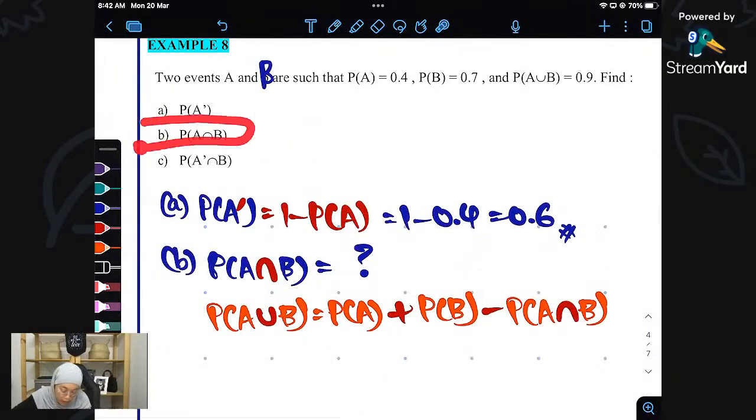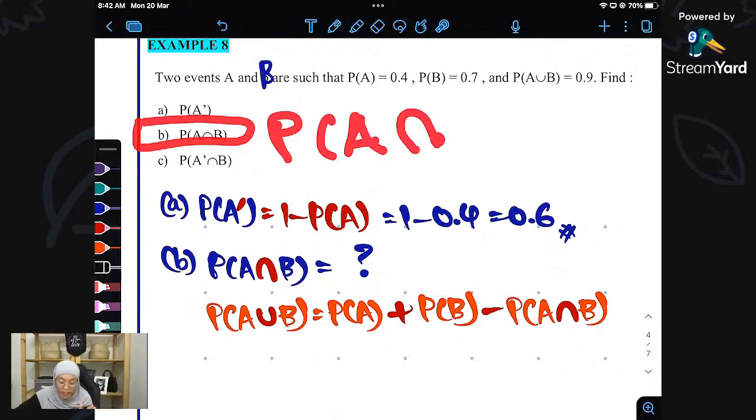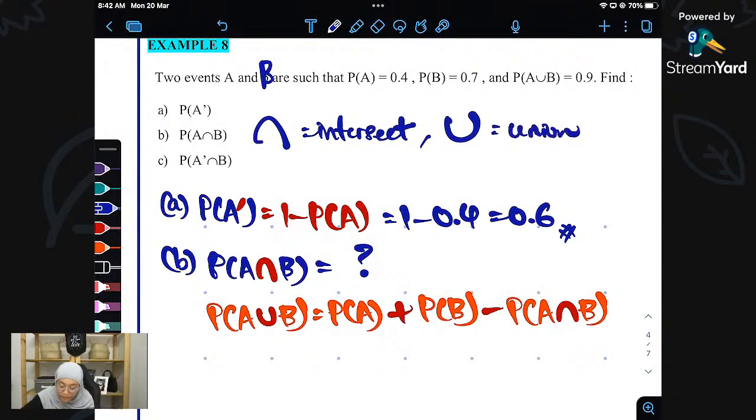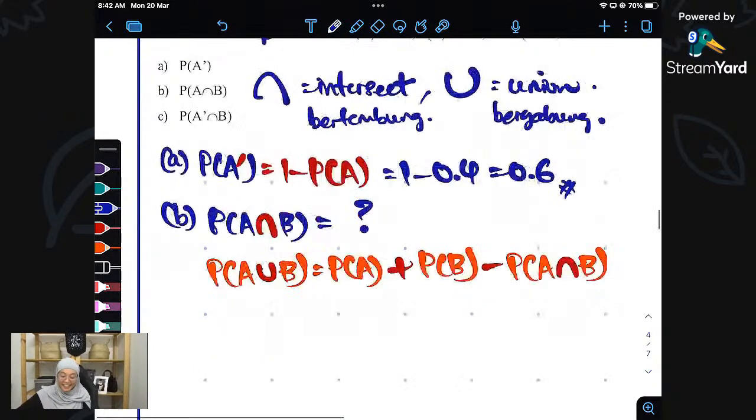Okay, next one. We are going to solve the probability of A intersect with the B event. So please bear in mind, this is intersect. Let's recall balik your prior knowledge. This is intersect and this is union. Okay, intersect bermaksud bertembung ya, bertembung, dan union bermaksud combine, bergabung. Boleh tak saya tulis macam ni? Is it right? Okay, tak apalah.